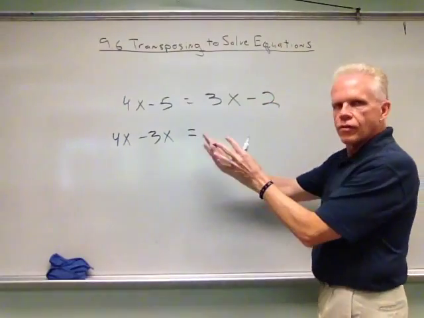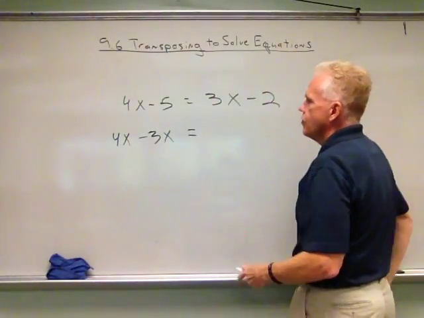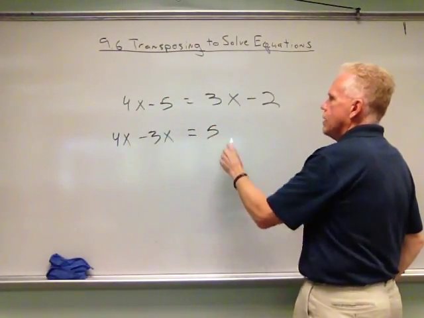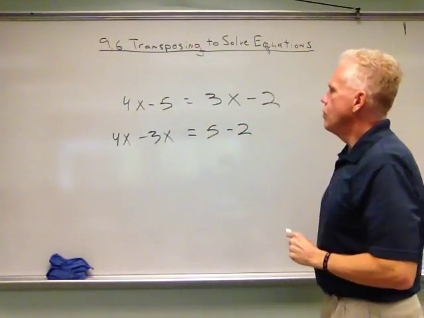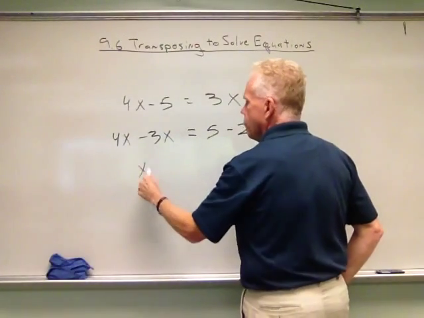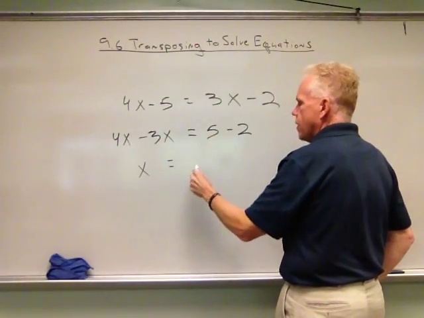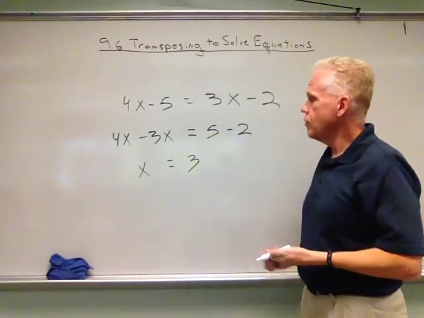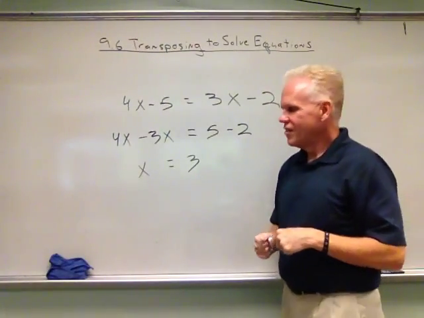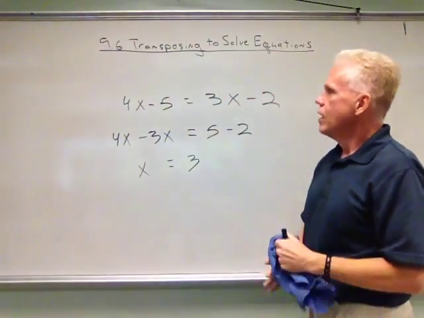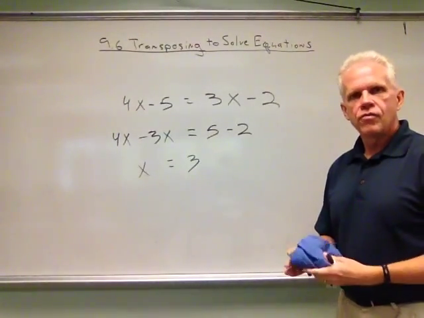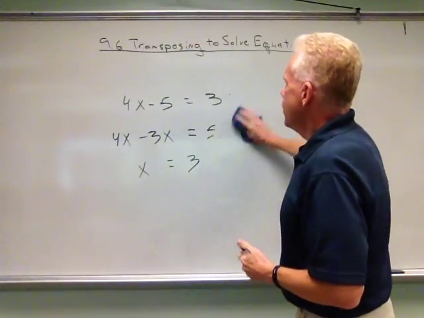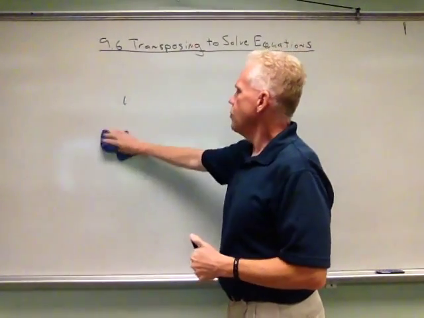Now, if we're getting x's on the left side, let's get these numbers that don't have x's on the right side. So let's take the negative 5 and pull it across and make it a positive 5. And that's still just a negative 2 or minus 2. Now, we do our work. 4x minus 3x is x, and of course 5 minus 2 is 3. So the solution to this equation we found by transposing is x equals 3. So that's another example of transposing where we had to transpose a couple of things to get to our answer. A real simple tool that helps us to solve equations.